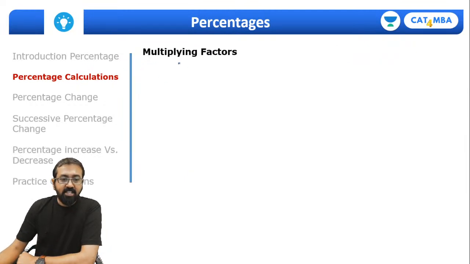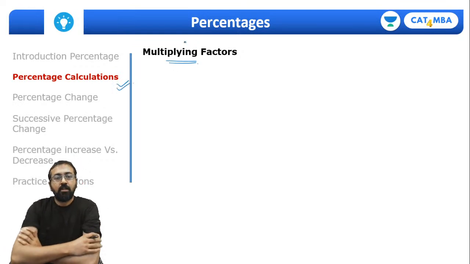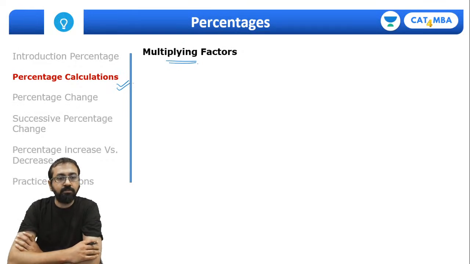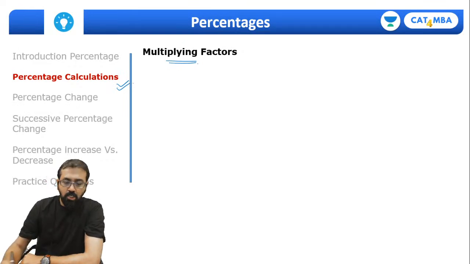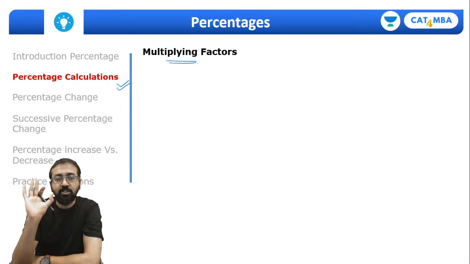Now there is another important aspect that we need to understand, these multiplying factors. We need to understand these multiplying factors in order to enhance our percentage calculation speed. So let me help you understand this multiplying factor. These are extremely important. If you can understand this thing, your 90% of percentage related understanding is completed.